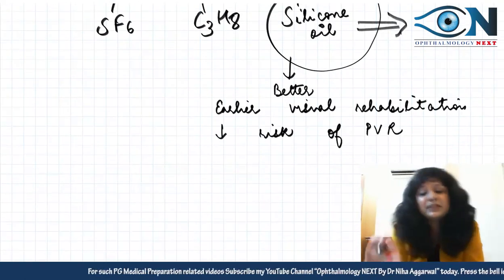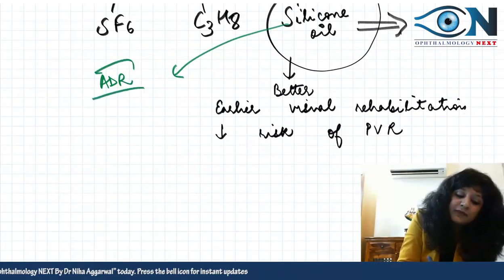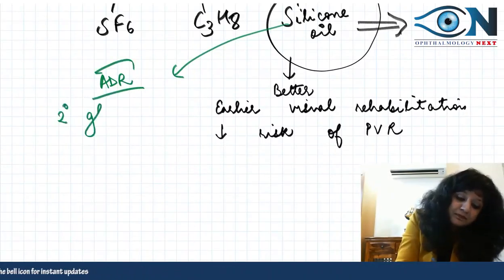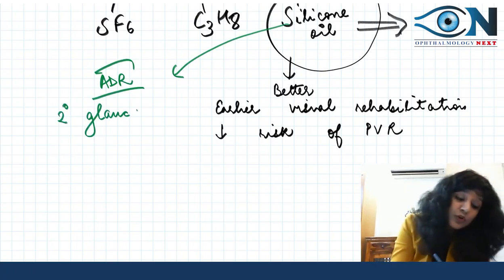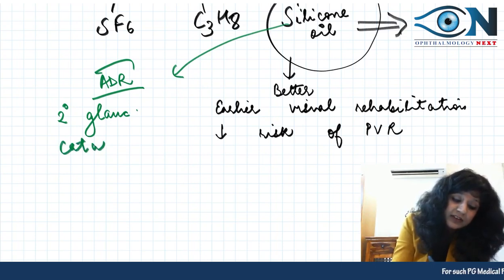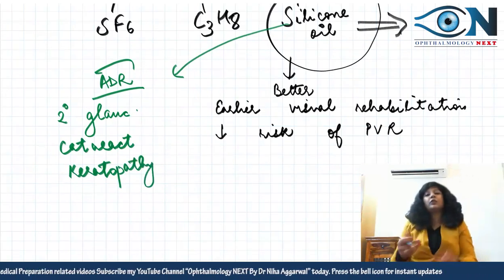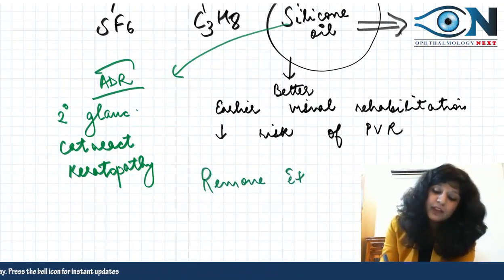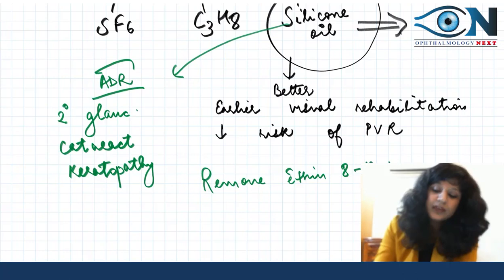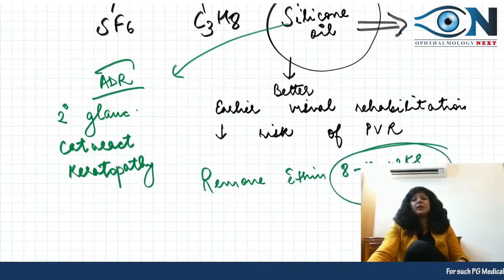But the problem is that there are certain adverse effects also. We can have secondary glaucoma, toxic granulomas can be formed, we can have cataract, and we also have keratopathies. So we cannot be relaxed after giving silicone oil. You have to remove it within 8 to 12 weeks. So in general we say that within 3 months you have to remove it.